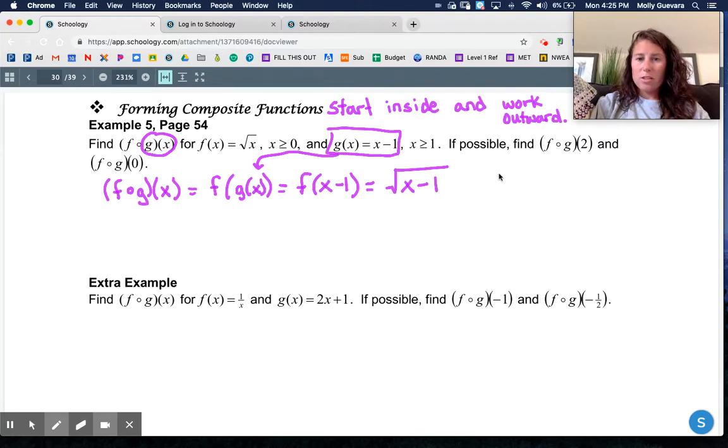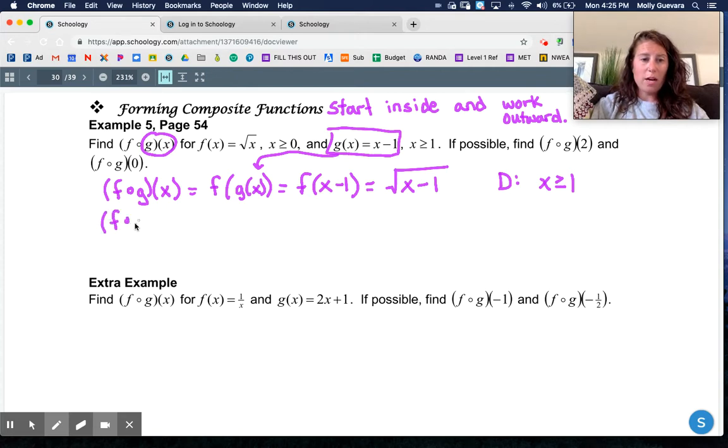Okay? So now I have to ask myself, what is the domain? Well, I have to look at g of x first. The domain of g of x is anything greater than or equal to 1. And the domain of f of x is 0 and up. So if I combine those two, if I were to stack them on top of each other, where would the common ground be? Where would both functions work? And the answer would be anything greater than or equal to 1. So that's my domain.